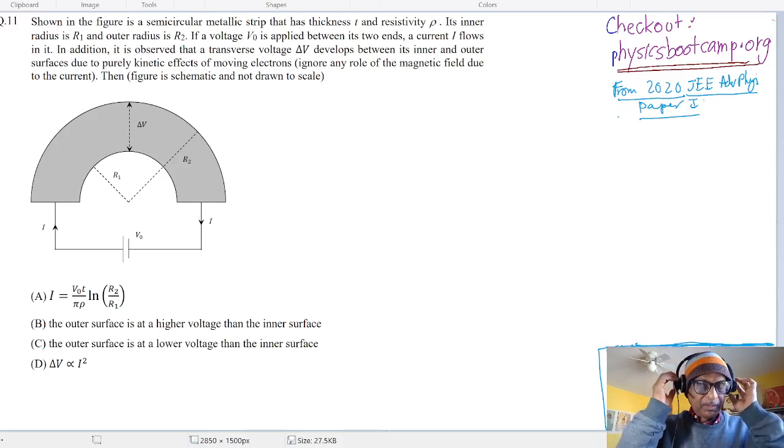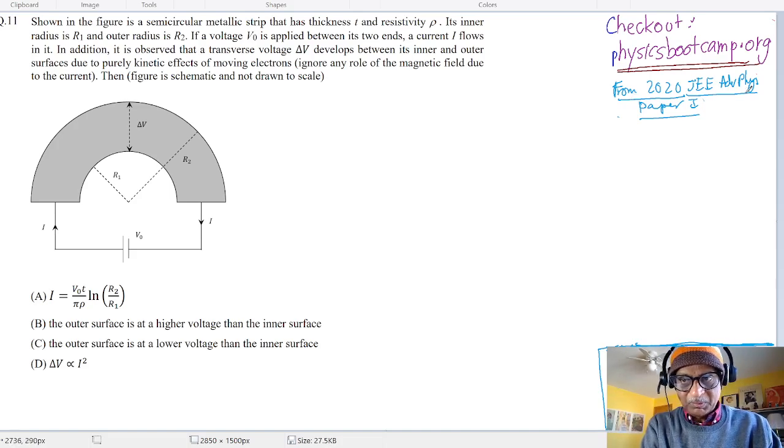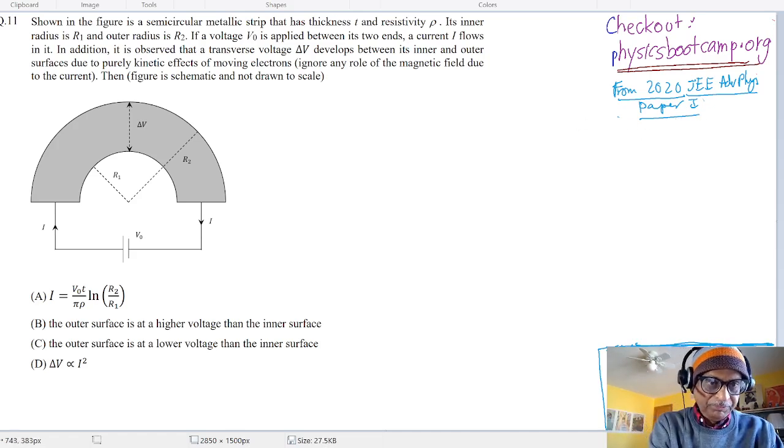Hey everybody, welcome to another problem. This problem comes to us as usual. In recent times, I've been doing problems from the JEE 2020, paper one. So let's look at this problem. This actually is an interesting problem.